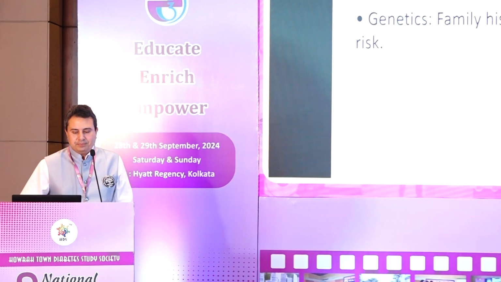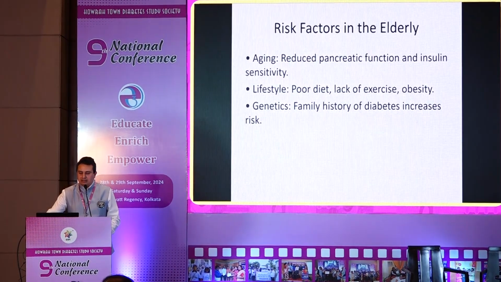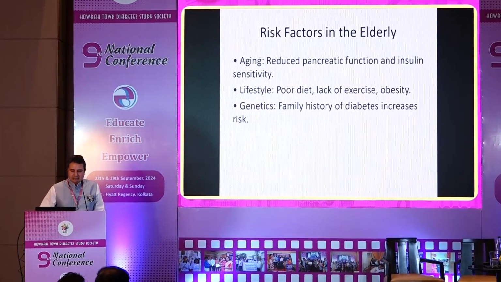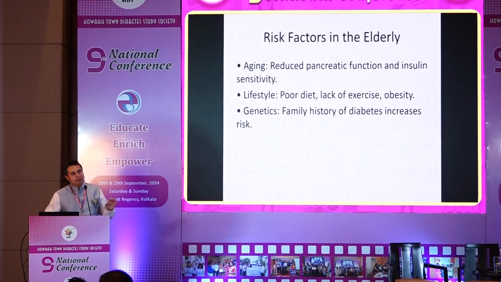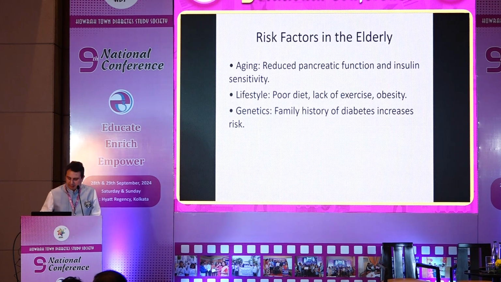So prevalence in elderly, it's over 25% of individuals aged more than 65 have got diabetes. And the prevalence increases with age due to factors such as sedentary lifestyle and genetic predisposition. So aging is something which is inevitable, and that takes a toll on various organs of the body, including the pancreas. And there's a reduced pancreatic function and also insulin sensitivity. And Indians, because of the increased visceral fat and insulin resistance, we know that we are naturally predisposed to declining insulin levels as well. So lifestyle, poor diet, lack of exercise, obesity, and obviously we have the genetic factors that are already there. So a very strong family history, for example, would increase the risk.